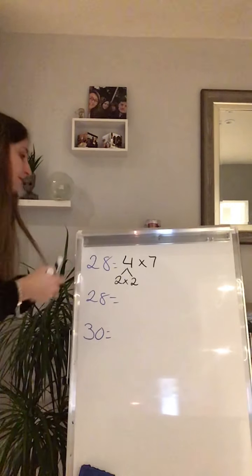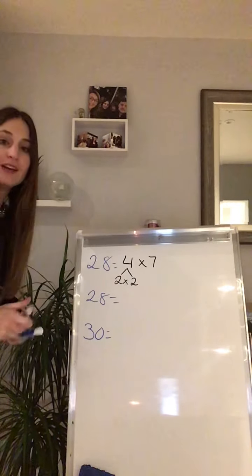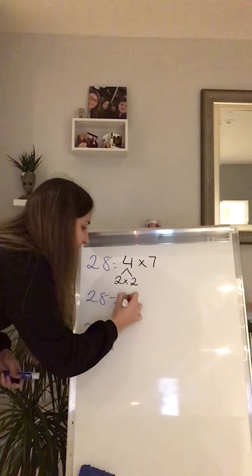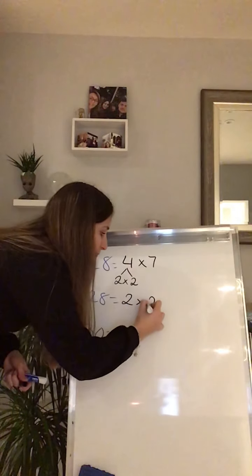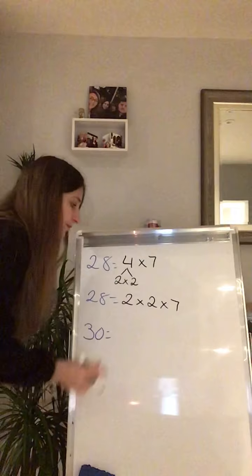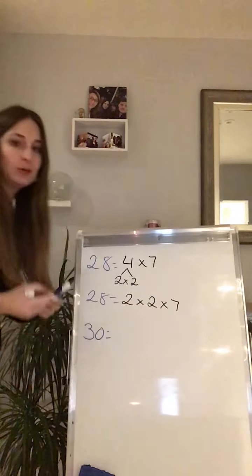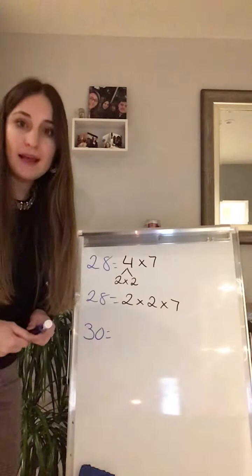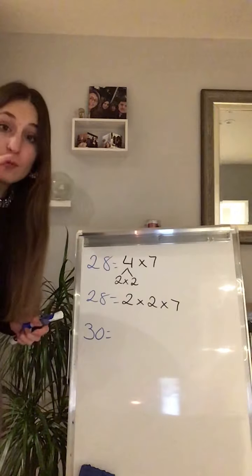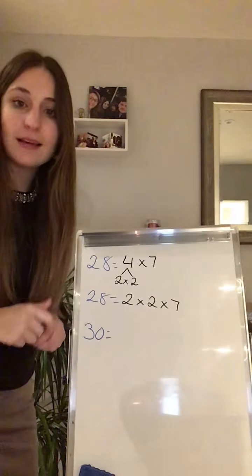Have a go, pause it, and play it again when you got it. That's right, you should have 2 times 2 times 7. 2 times 2 is 4, 4 times 7 is 28. What about this one? Have a go, pause it, play it again when you're ready to mark.